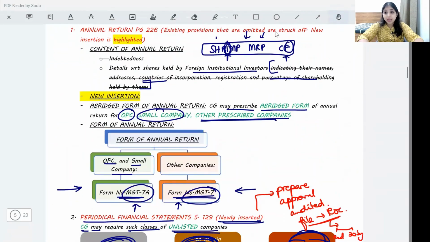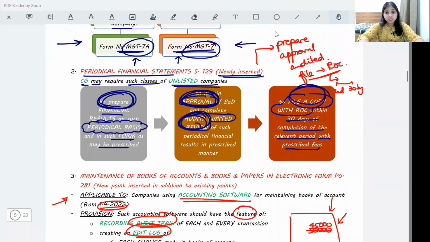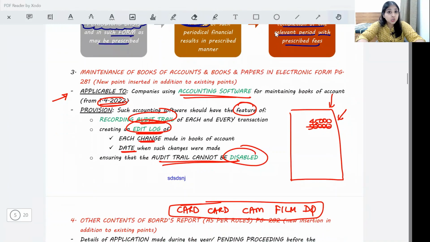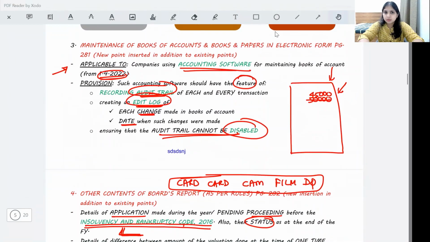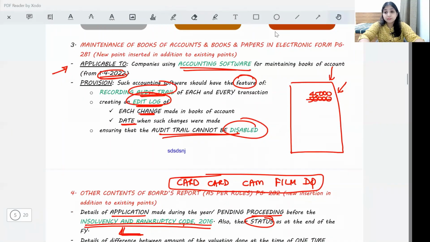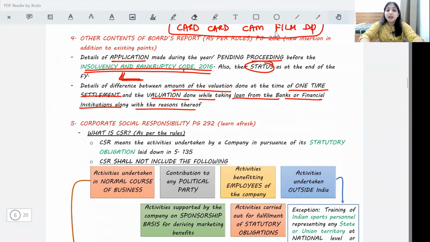Okay, so we learned about annual return. Then we learned about a special new provision that central government can ask some unlisted companies also to prepare periodical financial results, periodical financial statements, and not just prepare, even get board approval, even get them audited, and even file them with the ROC. And then we learned that in case you're going to maintain books of accounts and papers in electronic form, then your accounting software should have the feature of maintaining edit logs. And then we learned some extra content under the board report.